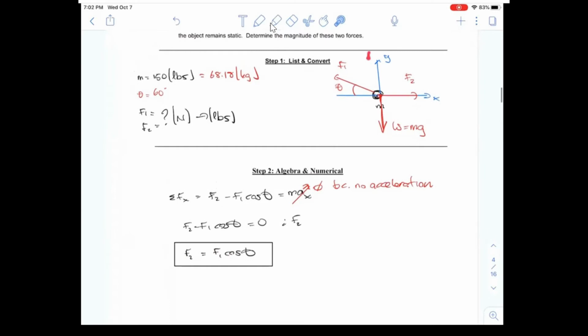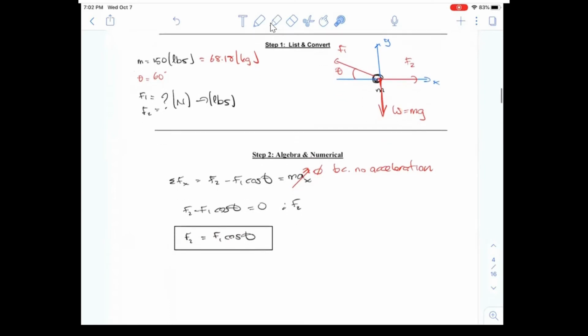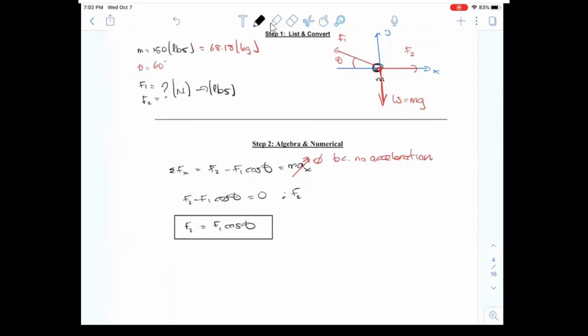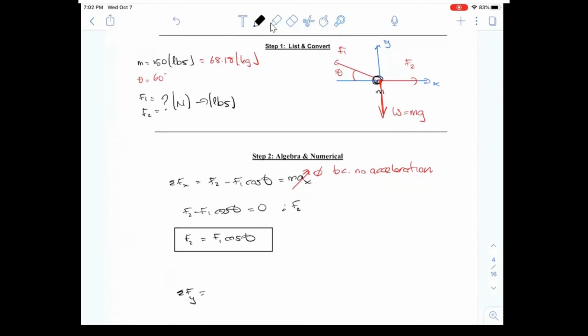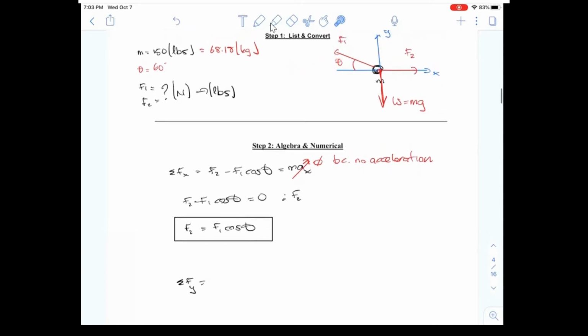The second thing we will do is take a look at the net force on the y direction. So the net force on the y direction, just add them up. What do we have on the y direction? This force is going to have a component on the y direction, which is F1 times the sine of the angle. F1 is in the opposite direction. It's got a component. And notice that W is pointing in the downward direction.